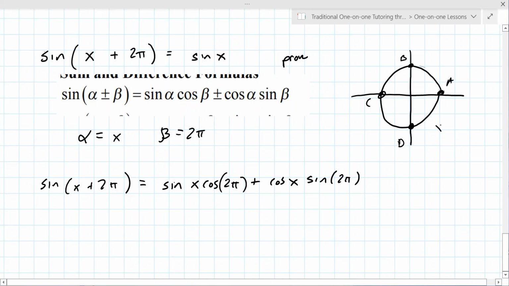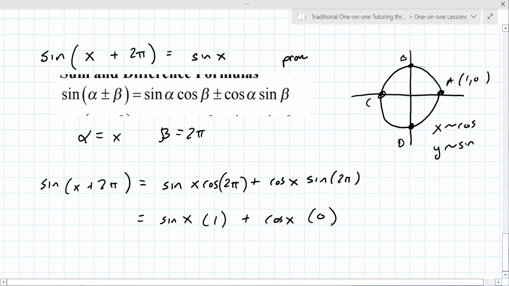It's A. X is the cosine value and Y is the sine value. Do you know the ordered pair that goes there at A? 1, 0. Good. If you know the ordered pair and you know that X is the cosine and Y is the sine, we have enough to answer this. What is the cosine of 2 pi? It's the X value, which is 1. Plus the cosine of x and then the sine of the Y value, which is 0. Sine x times 1 is sine x. Cosine x times 0 is 0. And we've done it.